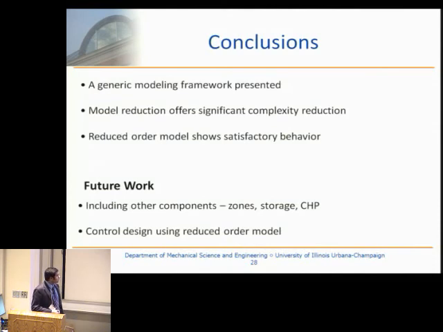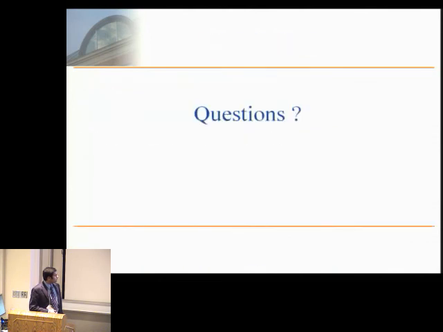In the future, we would like to do control design, as I mentioned, and also include some other components like zones. Also, these days, most of these systems use thermal storage to change the peak, change the load distribution. That is what we would like to include, and also add combined heat and power modeling capability in these models. So if you have any questions, I would like to answer them.